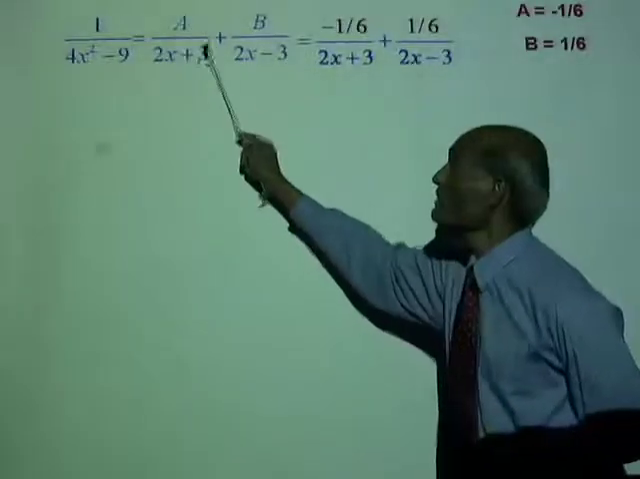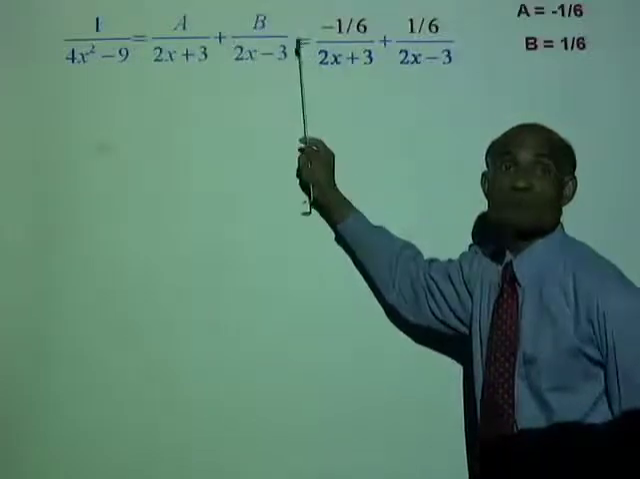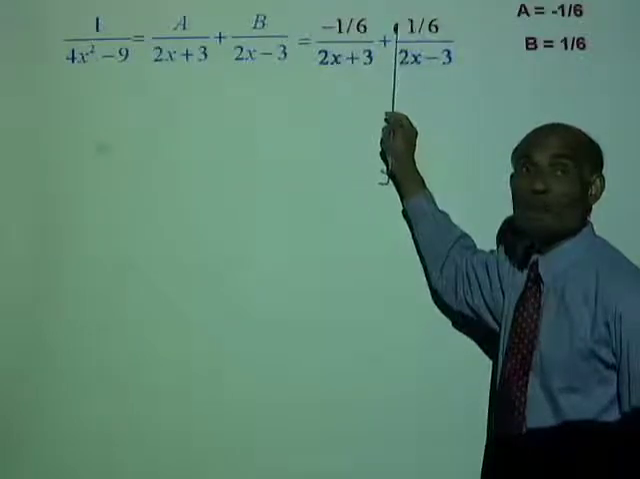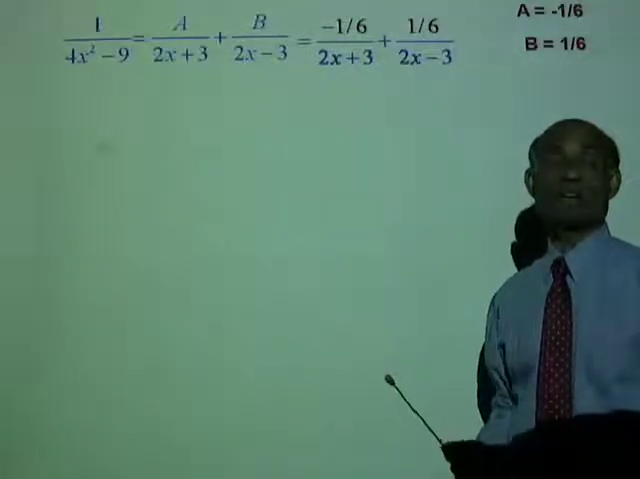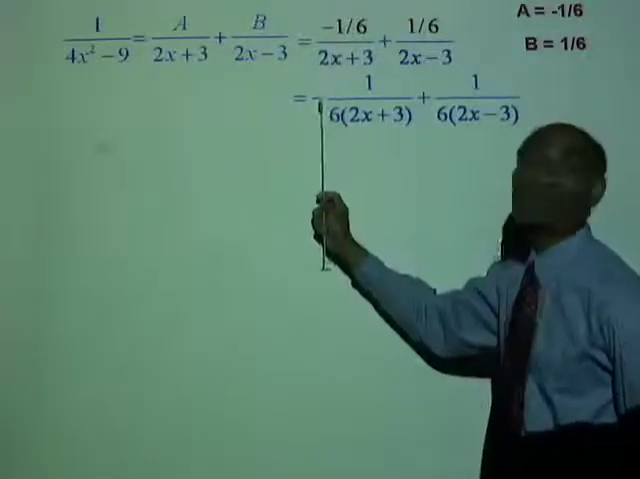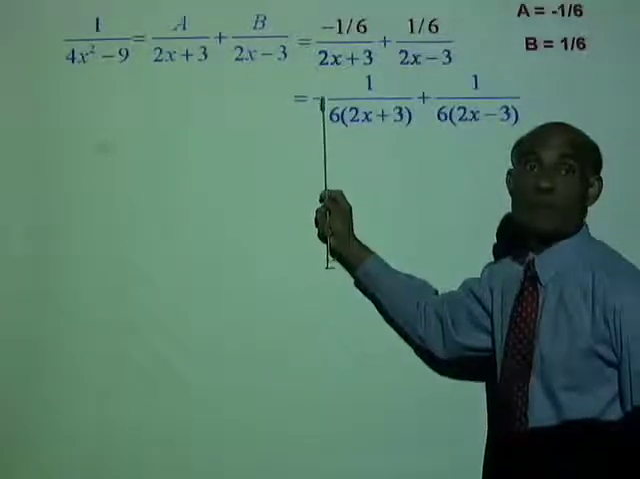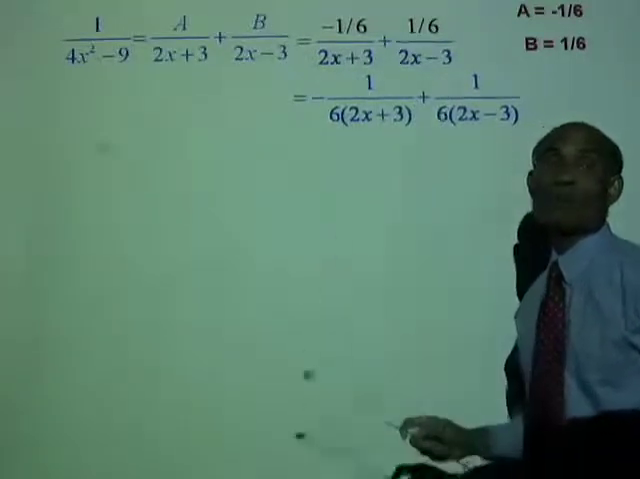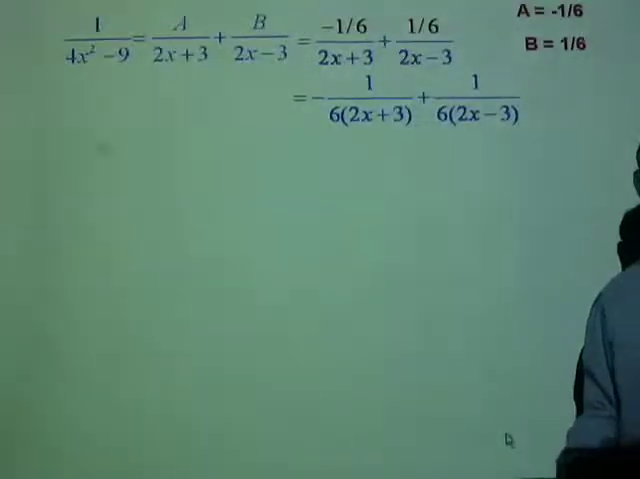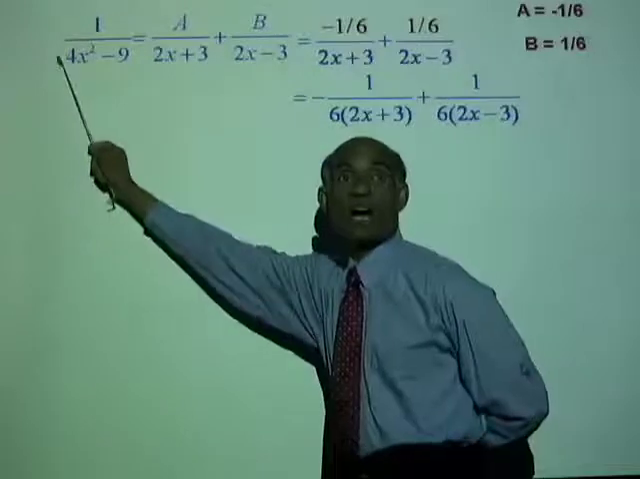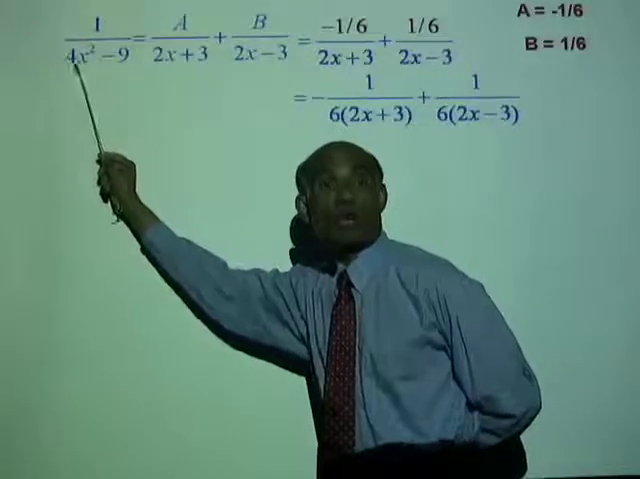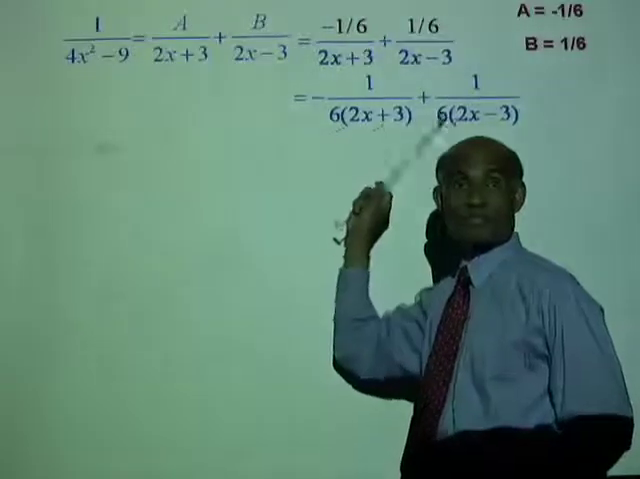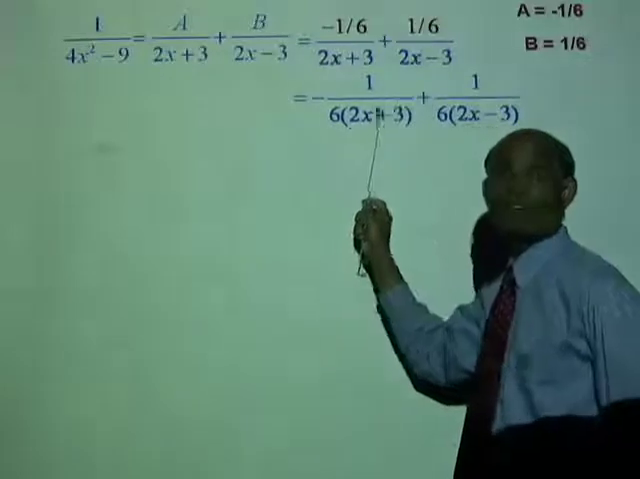So we have a over 2x plus 3 plus b over 2x minus 3 now become negative 1/6 over 2x plus 3 plus 1 over 6 over 2x minus 3. And that negative sign will make that whole quantity negative. It'll be 1 over 6 times 2x plus 3 plus 1 over 6 times 2x minus 3. Now, this is what we need to integrate originally. Since it is difficult to integrate, we broke it down into simpler expressions. Therefore, we can now integrate this.